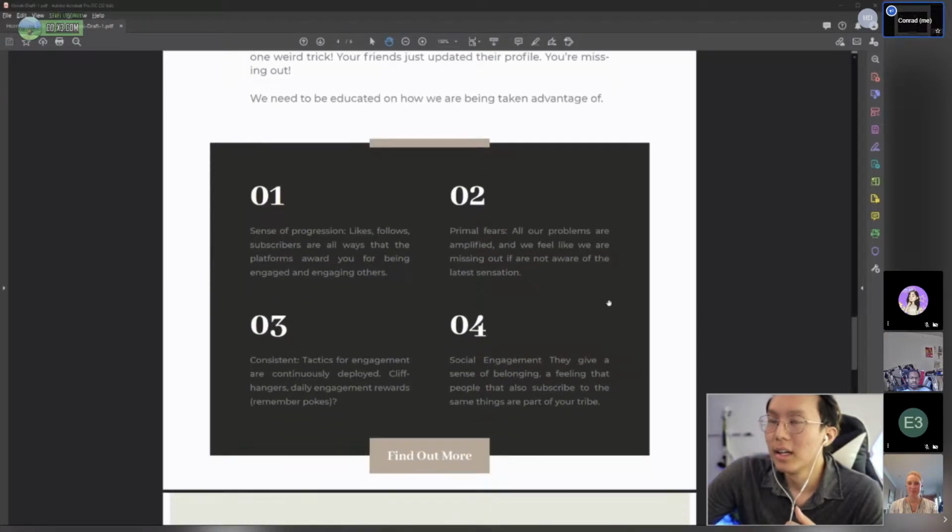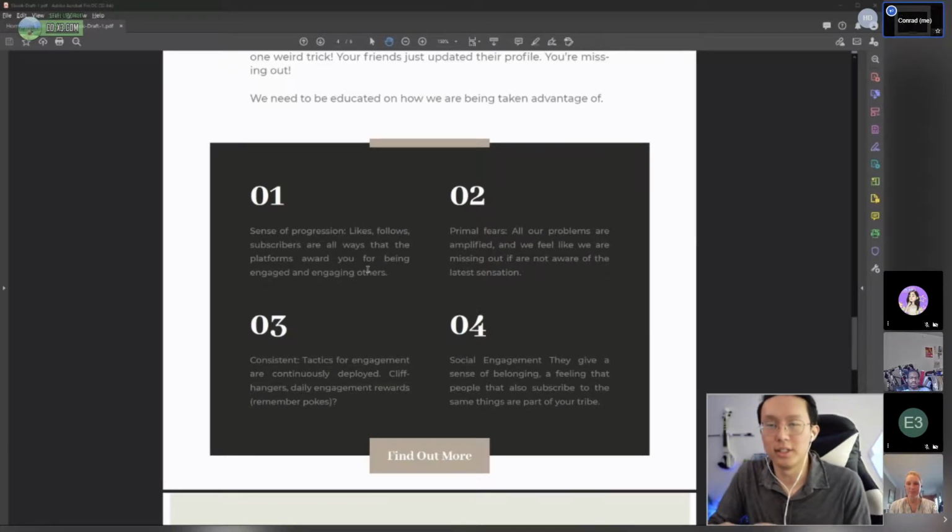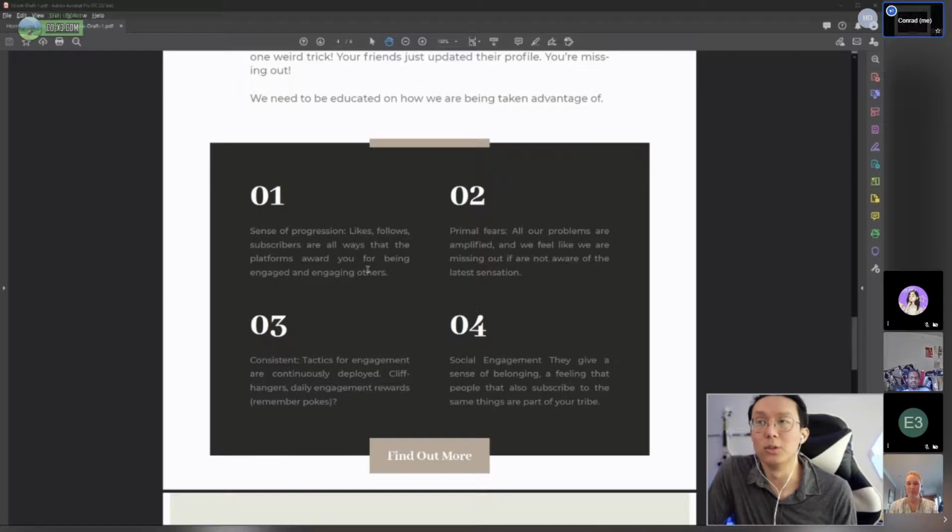So the first one is a sense of progression. Basically, I want you guys to imagine a social media platform that you use. I think Facebook is probably one that everyone can relate to, if not Instagram or Twitter or TikTok, just something that you participate in quite frequently. And you'll know that there's always some kind of liking mechanism, some kind of follow mechanism, some kind of subscribe mechanism.